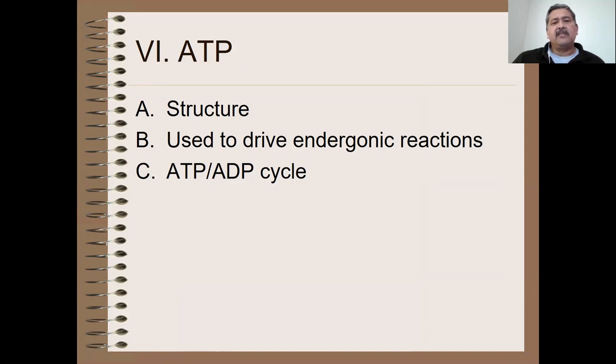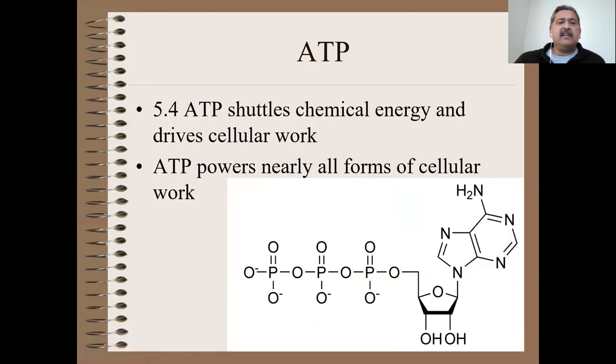We'll take a look at the structure and we'll see how it's used to drive reactions that require energy, and it is cyclic. So ATP is called the energy currency molecule, and ATP shuttles chemical energy and drives cellular work. It's found just about everywhere in all living things. So we say that it's near universal.